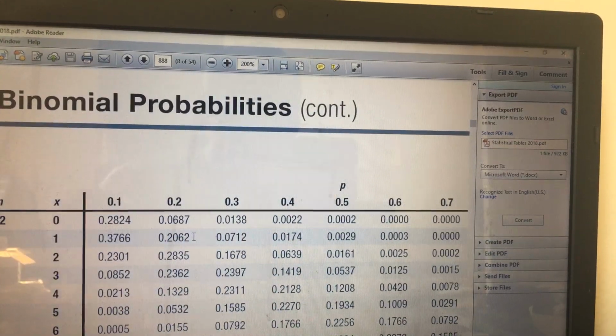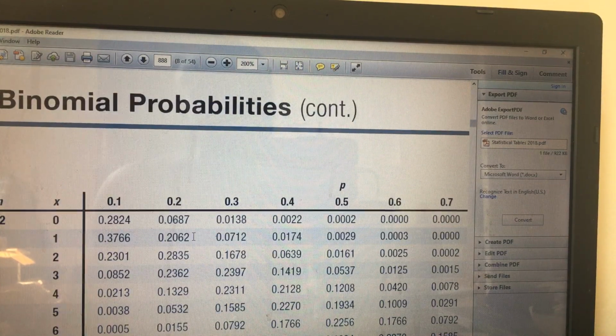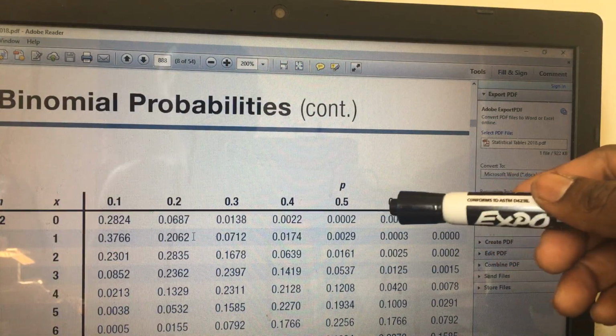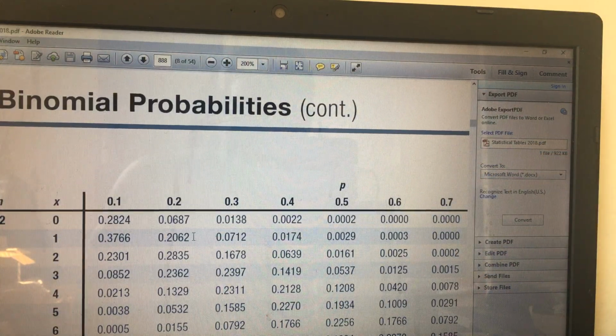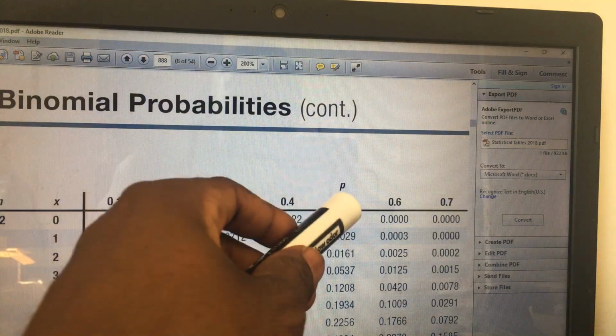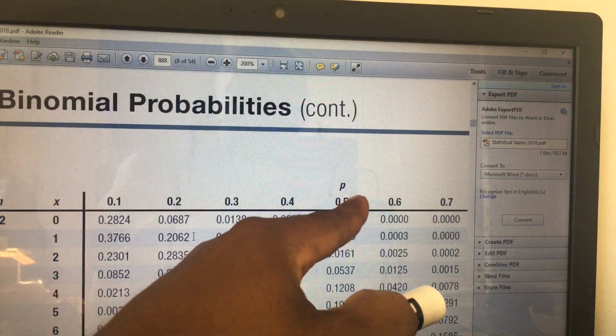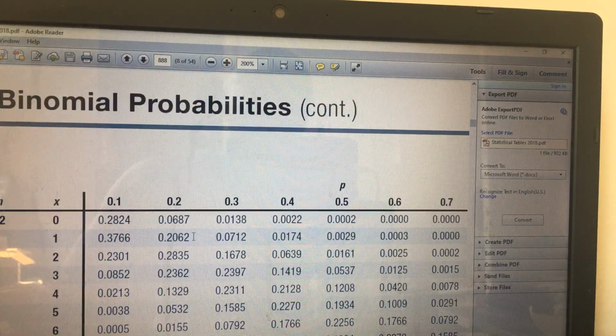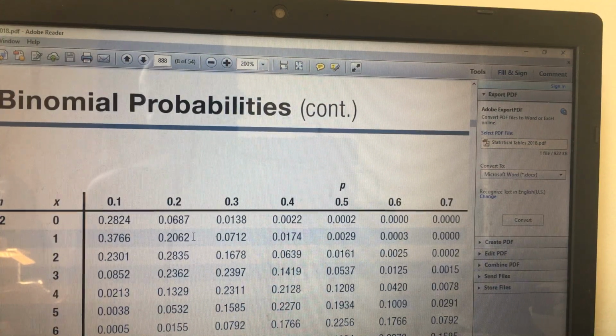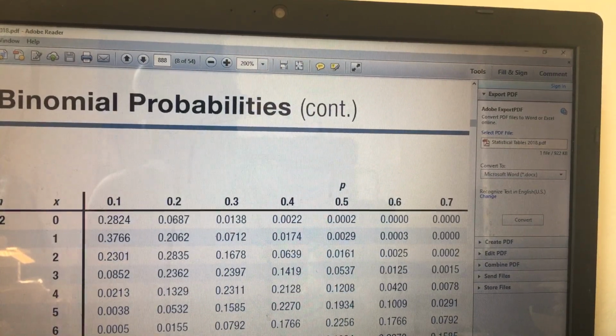If you have a success probability p that is not here, that means you can't use the table. For example, if you have 0.51, we cannot find 0.51 here. We can only find 0.5. In that case, you have to use the formula. Once again, you can download this table from Google. You can Google it, and it's free online.